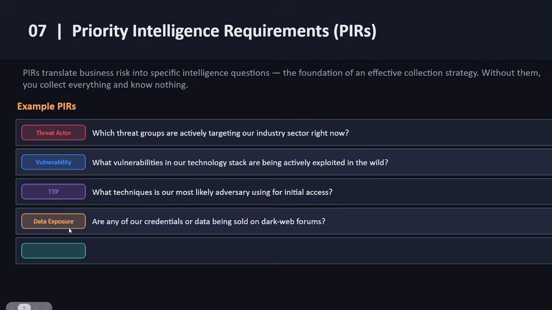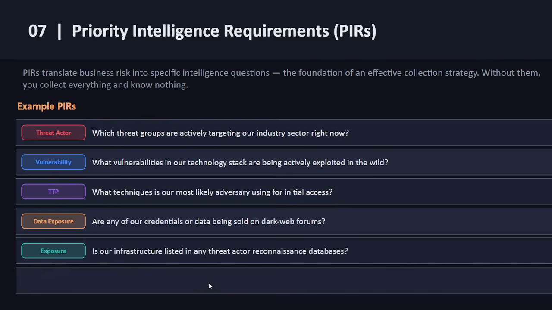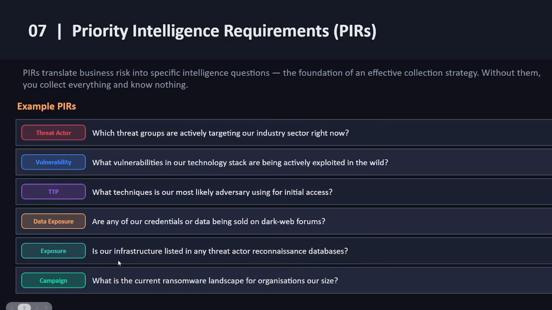Now, do we have our credentials exposed inside the dark web, or are they being sold? You will check that in the data exposure. Now exposure: is our infrastructure listed in any threat actor reconnaissance databases? Are we listed there? Is our information publicly available so that people can come and attack? Then campaign.